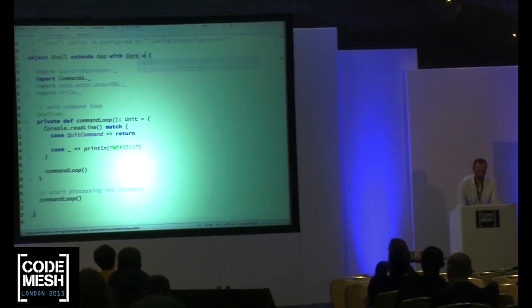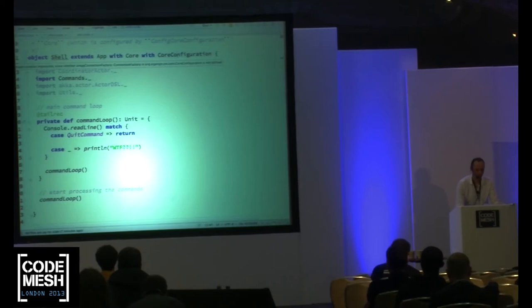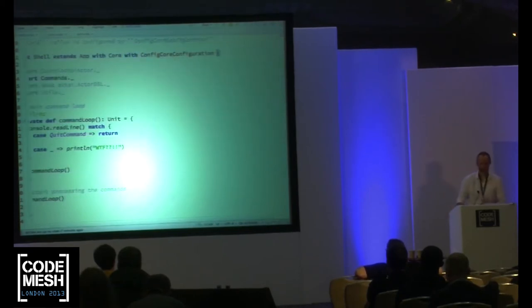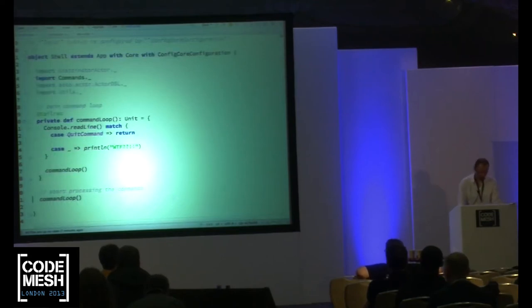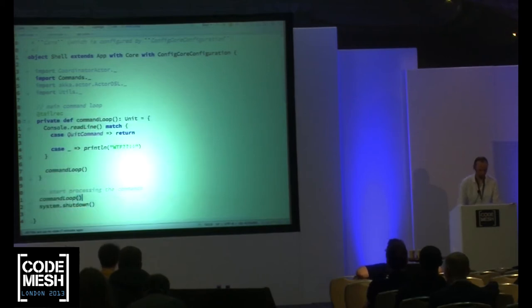If I mix in just core configuration, that's still not good enough, because core configuration defines the method AMQP connection factory, but no implementation, no body. So it's now saying, you can't do that because you haven't implemented the method. Luckily, I've been good enough and provided one in here. And so this is now perfectly fine. Everyone's happy. What I should do as well is shut down the actor system at the end. Okay, so far so good.